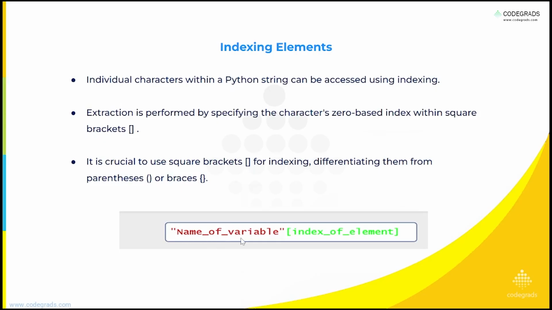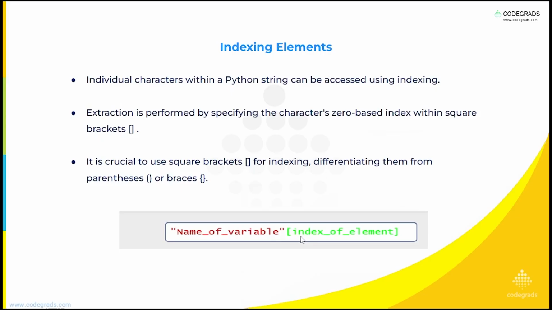So I'll mention the name of the variable, that is text. And in square brackets, what will I show? I'll say that I want to access the second element, that is the E. So what I'll give here is 1, because indexing starts from 0. Indexing basically starts from 0. If I give value 0 in the square brackets, it will give me the value H.